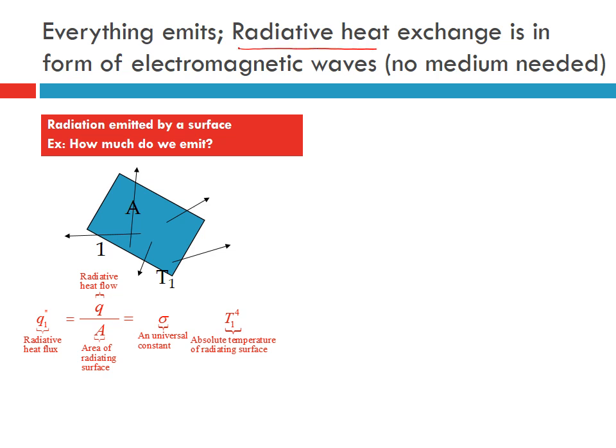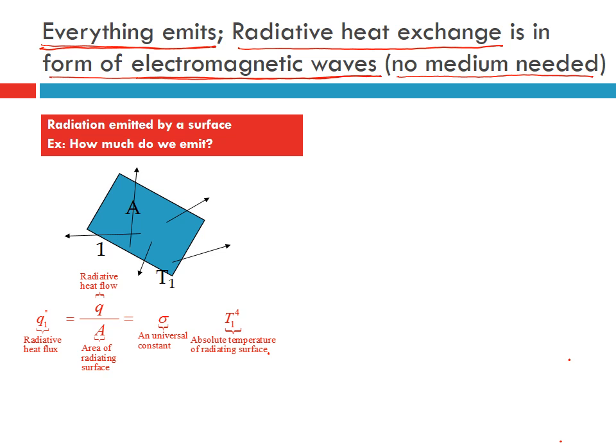Radiative heat exchange is fundamentally different. It is in the form of electromagnetic waves. We do not need any medium, meaning we do not need a solid, liquid, or gas. Energy can move simply in the form of electromagnetic waves, and everything emits these electromagnetic waves. All material above absolute zero emits this radiation.